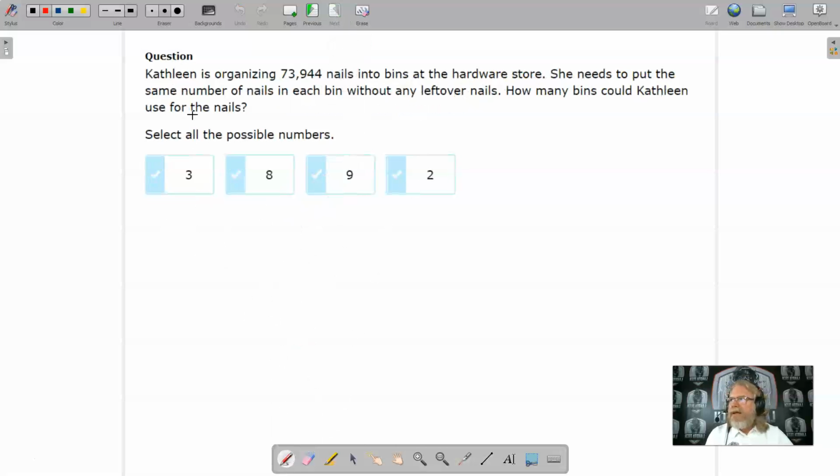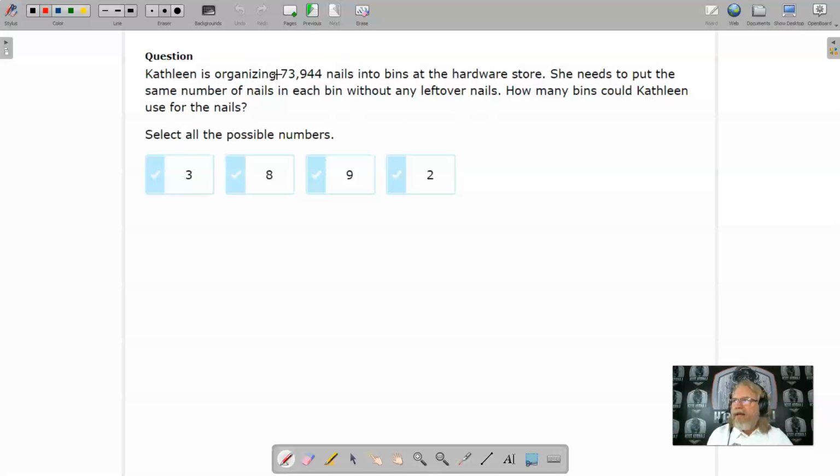On the next one, Kathleen is organizing 73,944 nails into a bin at the hardware store. Well, that's probably going to take her a while. She needs to put the same number of nails in each bin without any leftover nails. See, she's got to count out 73,944 nails and make sure there's an even number in each bin. That's like an all-day project, if not all week. How many bins could Kathleen use for the nails?